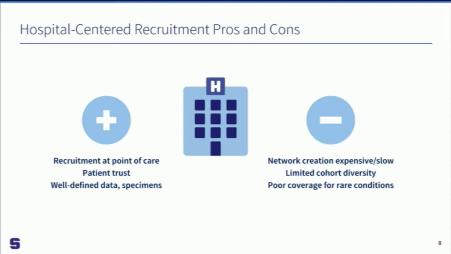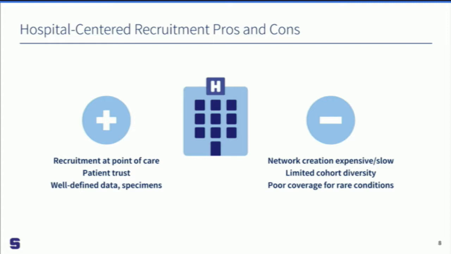The downside is this can be very expensive, having to support the IT staff to do that kind of data extraction one study at a time. And it can also be slow or expensive to create those networks of hospitals. You need to sign legal agreements. You need to make sure that each of those hospitals can extract data in a consistent way. And then especially if you're studying a rare condition, it might be hard to get the right network of hospitals to represent the patients that have the condition you're interested in.